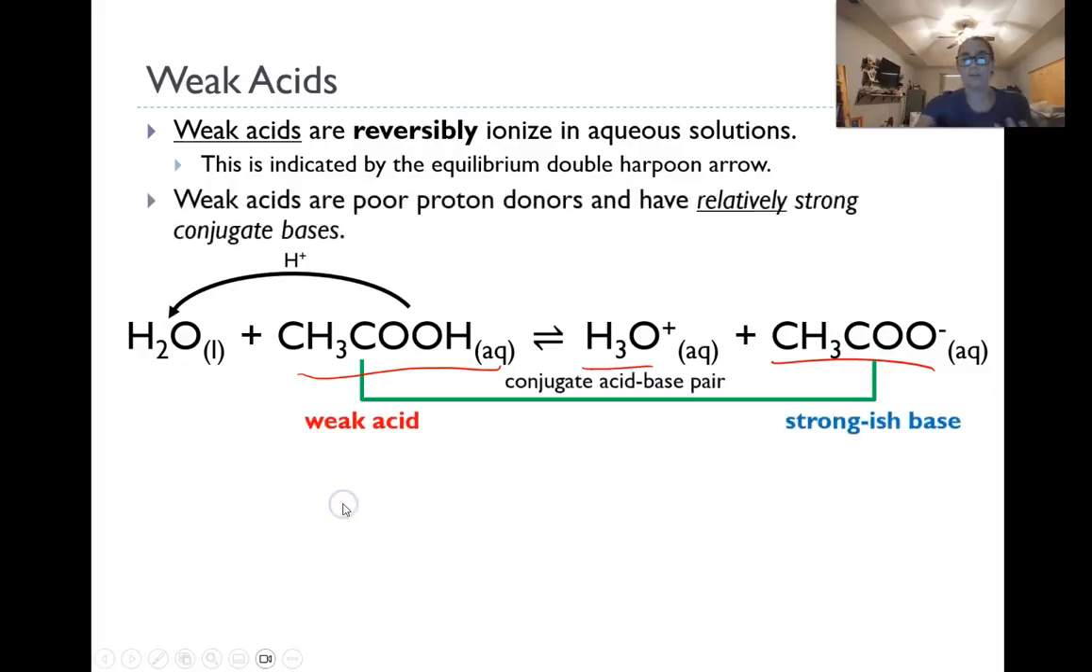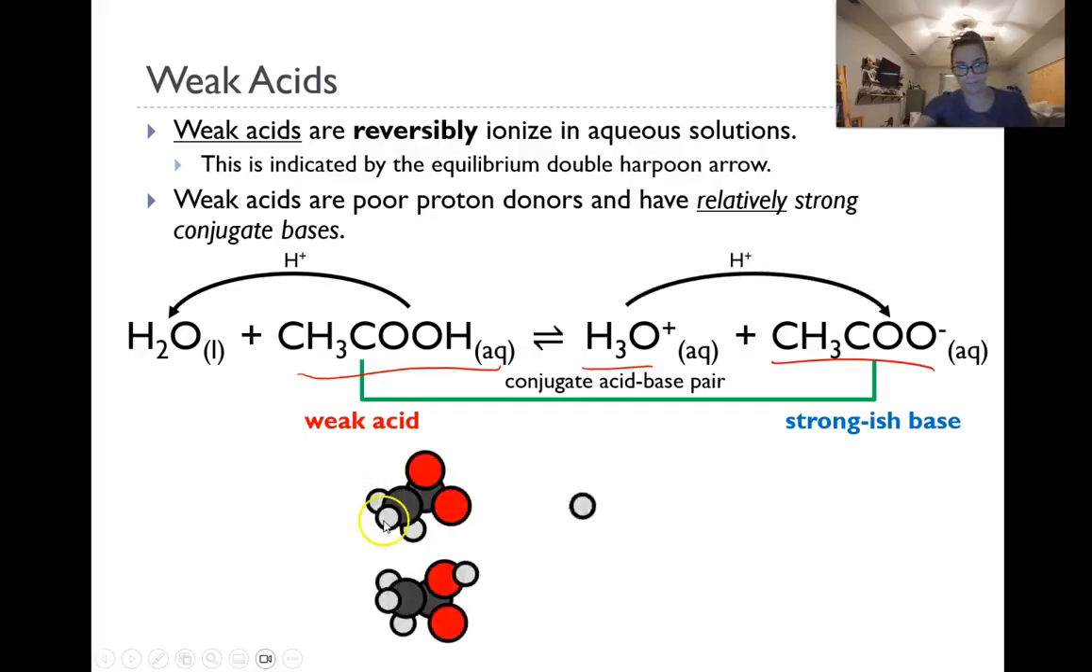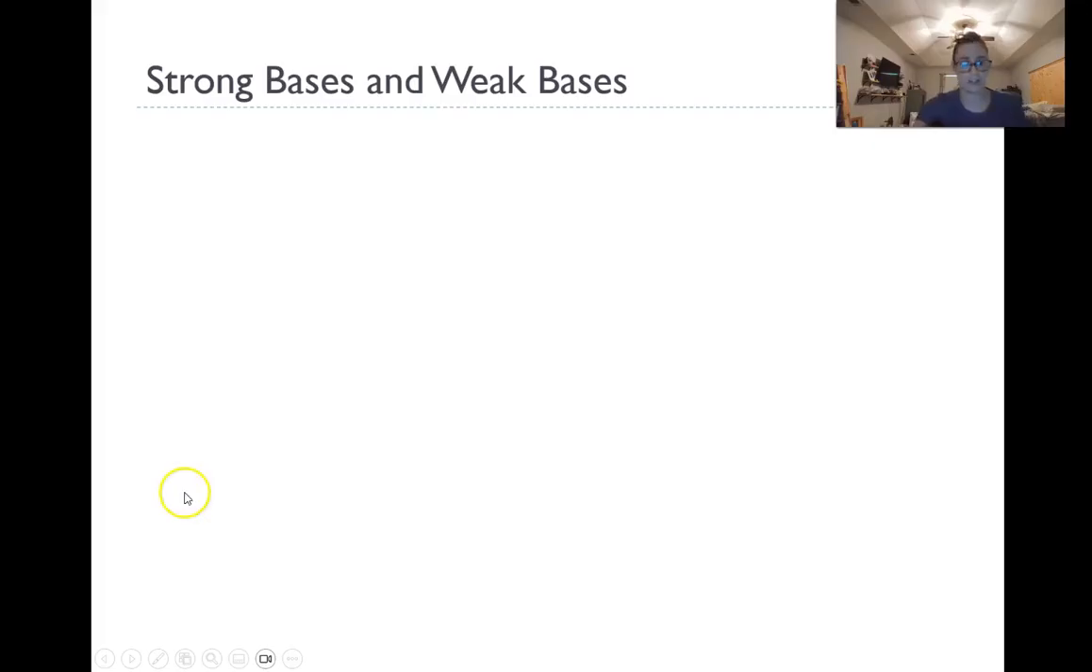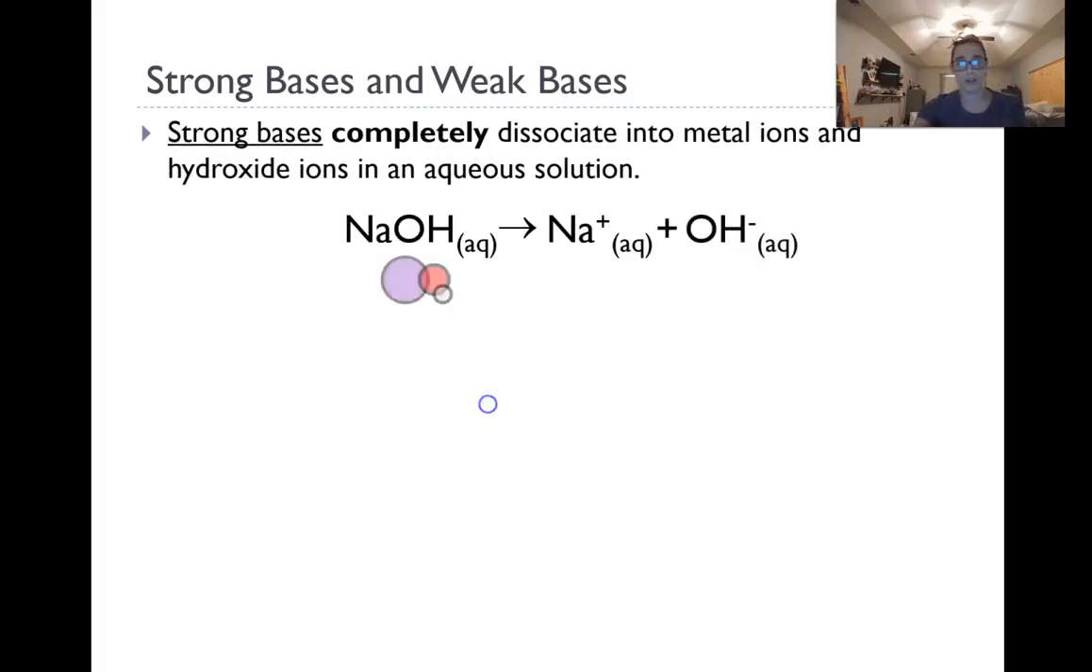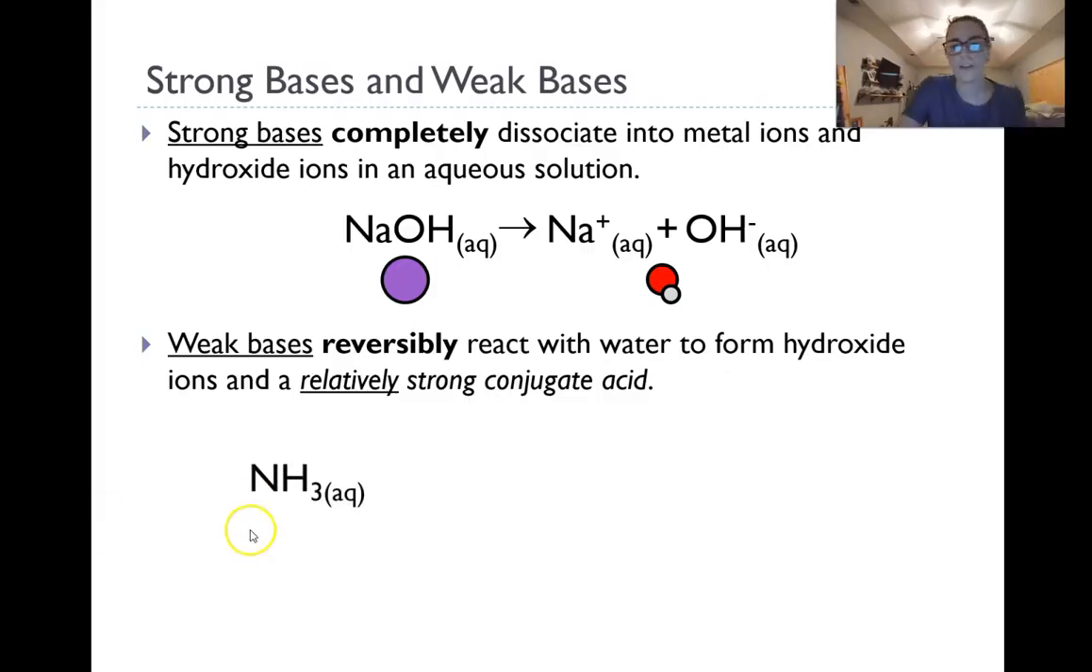So therefore, the amount of hydrogen ions in solution isn't going to be as high as for something like hydrochloric acid, because this strong-ish conjugate base wants to take back the proton, okay? So there's going to be less hydrogen ions in solution comparatively. The same can be true for strong bases. Strong bases completely dissociate into metal ions and hydroxide ions in solution. On the other hand, weak bases react reversibly with water to form hydroxide ions and relatively strong conjugate acids.